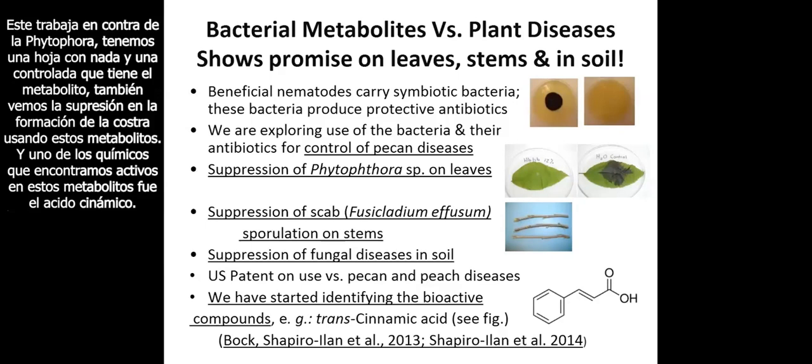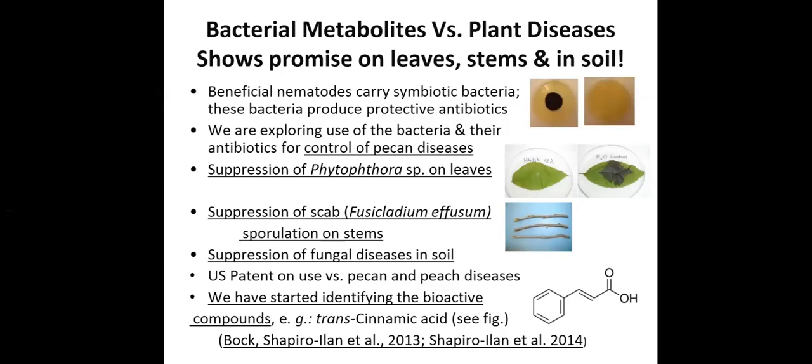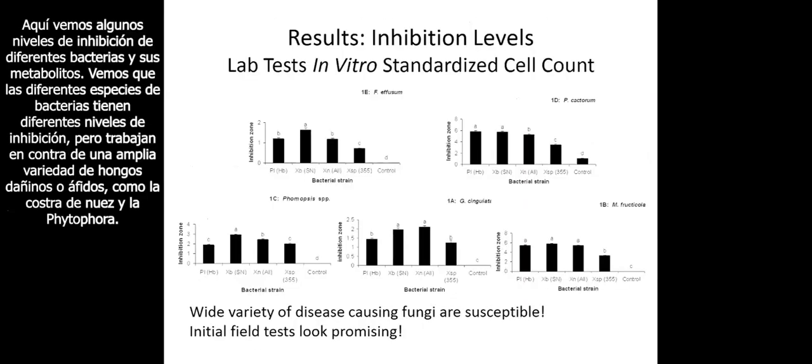We also see suppression of scab sporulation using these bacterial metabolites. And one of the chemicals we found that's active in these bacterial metabolites is tranexamic acid. So here we see some inhibition levels of different bacteria or their metabolites. You see different strains or species of the bacteria have different levels of inhibition, but they work against a wide variety of disease-causing fungi or oomycetes, such as scab, Phytophthora, Phomopsis, Glomerella, and Monilinia, which is brown rot in peaches.